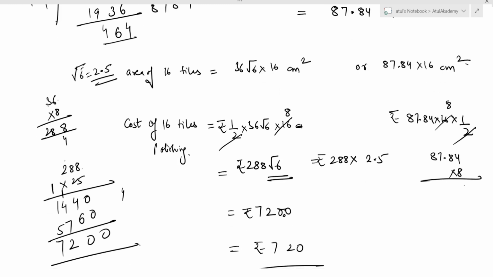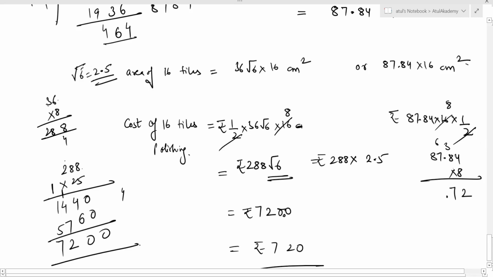Okay. So 8 fours are 32, 3 carry over. 8 eights are 64. 64 plus 3 is how much? 64 plus 3 is 67. 6 carry over. 8 sevens are 56. 56 and 6 is 62. So 6 carry over. 64, 70. It's coming as 702. A little different is coming. Maybe some mistake is there.